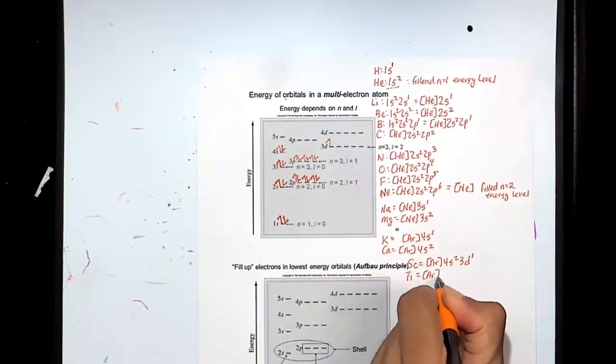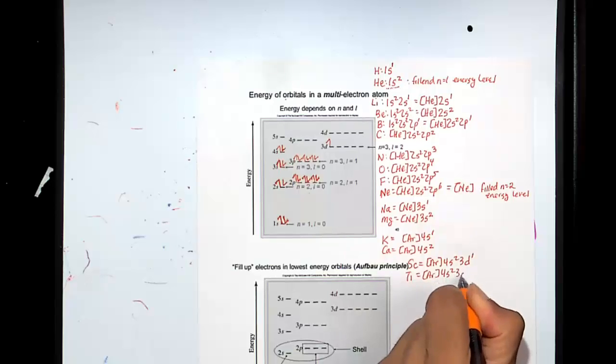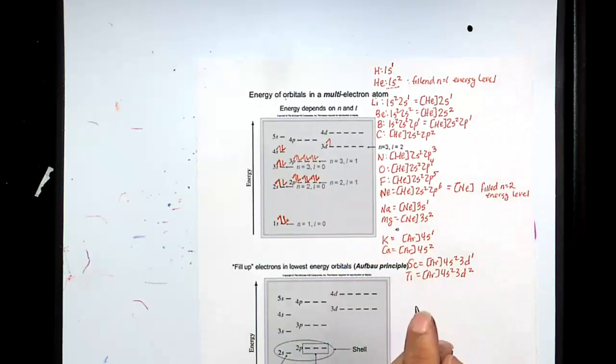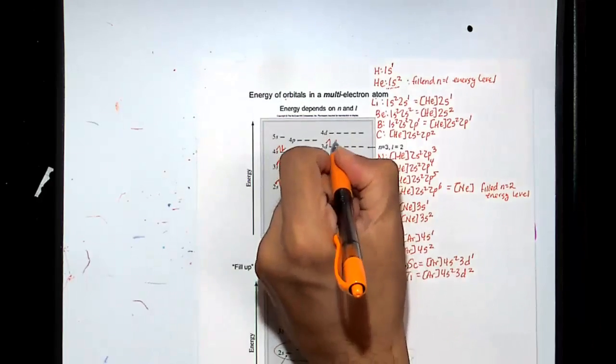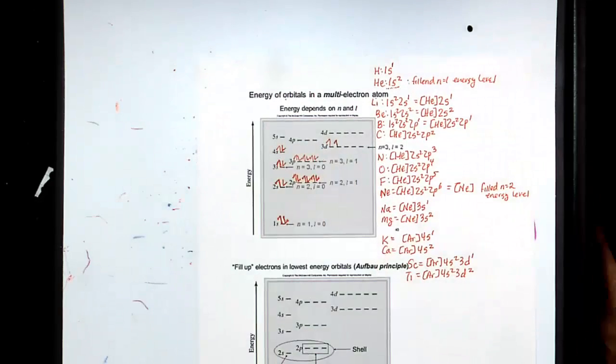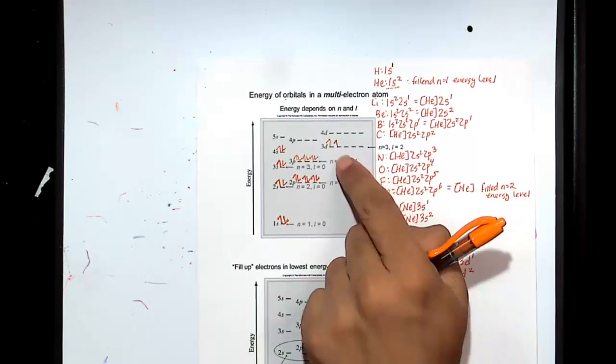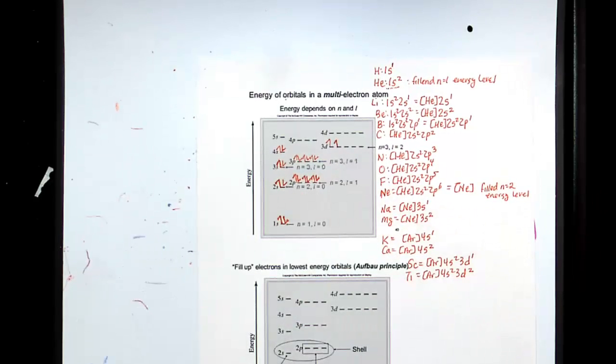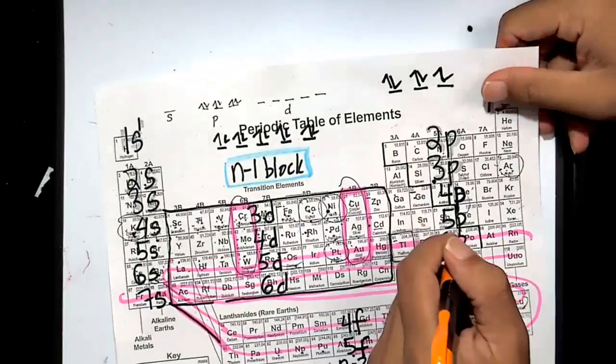Argon, 4s2, 3d2. Okay? So the electrons go marching in. They are 3d2 here. That's going to be the electron configuration of titanium. Okay, so the electrons go marching in a very specific order.